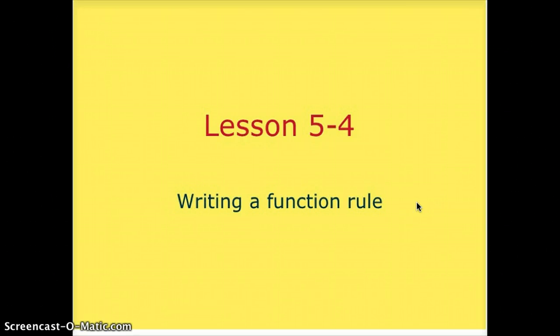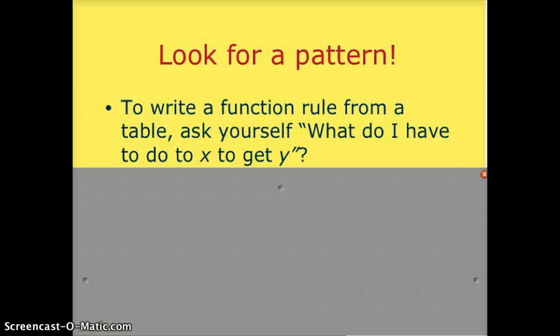Okay, today we're working on function rules, so we're going to be looking at tables and scenarios and trying to write equations for those. If I'm going to ask you to look for a pattern in a table, when I want you to write a function rule from a table, you want to ask yourself, what do I have to do to x to get y? And you're going to be looking for some sort of relationship here.